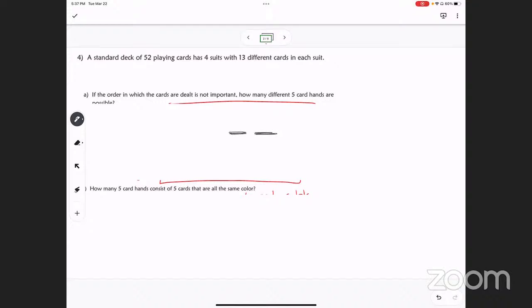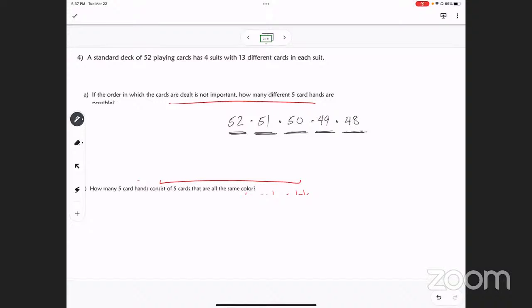So a good way to do this is to think about 5 cards like this. And how many ways could you deal the first card? 26. No, there's 52 different cards in the deck. Oh yeah. There's no doubles. That's right. And then there's only 51 left. And then there's only 50 left. And then there's only 49 left. And then there's only 48 left.